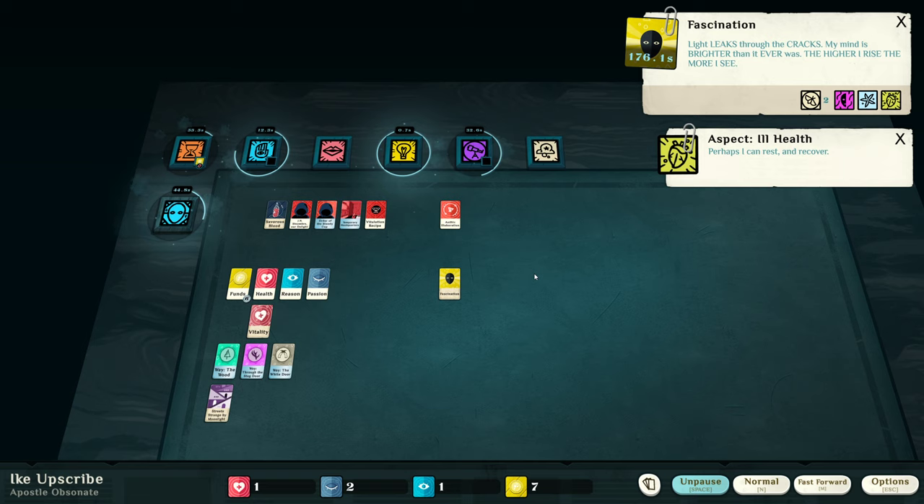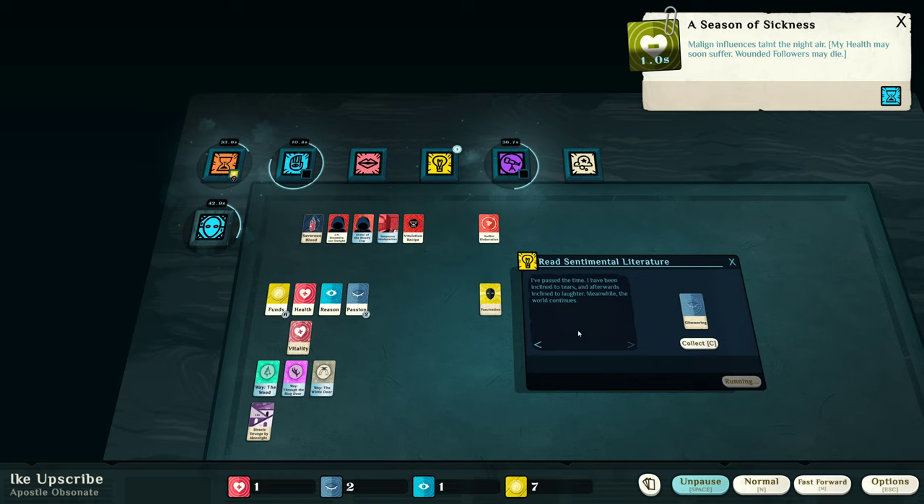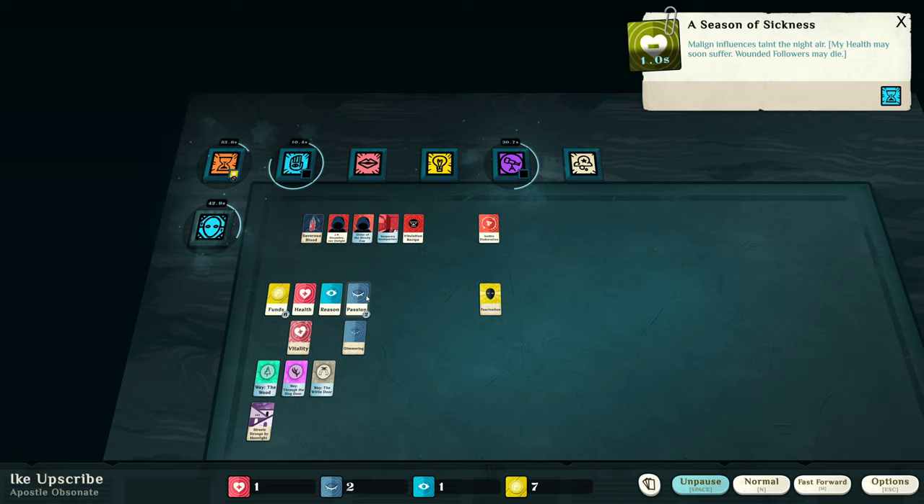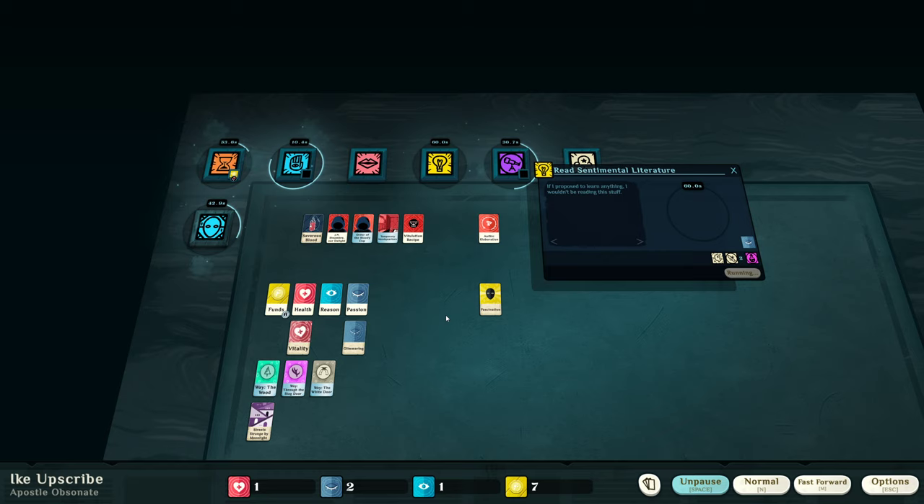I do notice that a season of sickness is coming up, so I don't need to worry that much about any kind of impending doom. Well, at least in the form of fascination, but I should always keep an eye on what's going on in the upcoming seasons until I have a way of dealing with the fascination. I'm going to hit the books again with the sentimental literature just so I can get an extra glimmering.